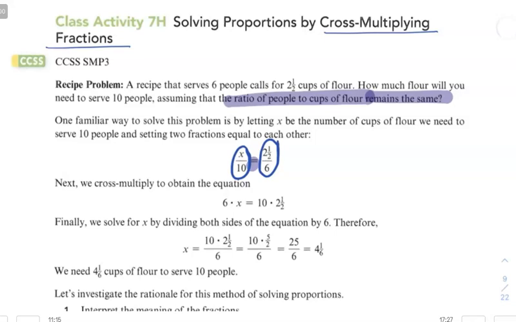So next, we would probably not even think about it. We would say cross multiply. So we would get 6x equals 10 times 2.5. Great. And then we would solve for x by dividing by 6. So we'll need 4 1/6 cups of flour to serve 10 people.